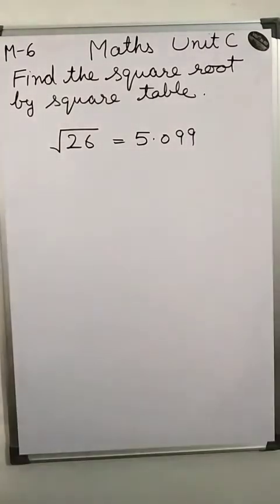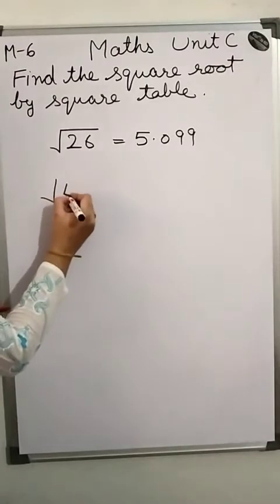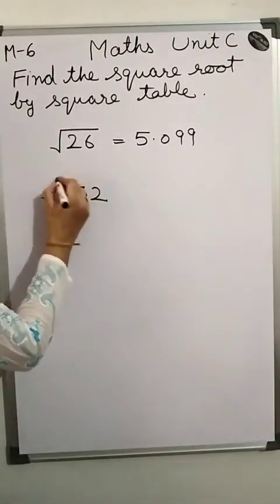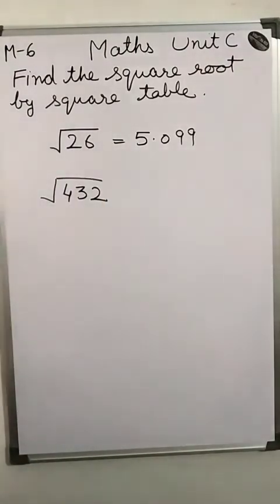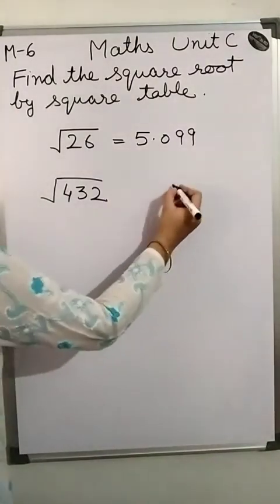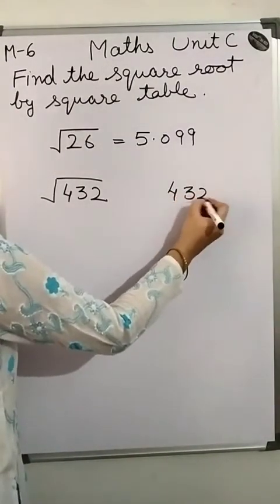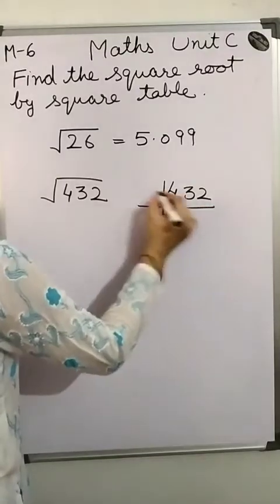Okay, suppose we have a number that is 3 digit, then what do we do here? Suppose I am taking one number, 432. Then how do we calculate? First we have to divide this number into 2-digit numbers. Then how do we divide? We find its factors. 432, we calculate its prime factors.